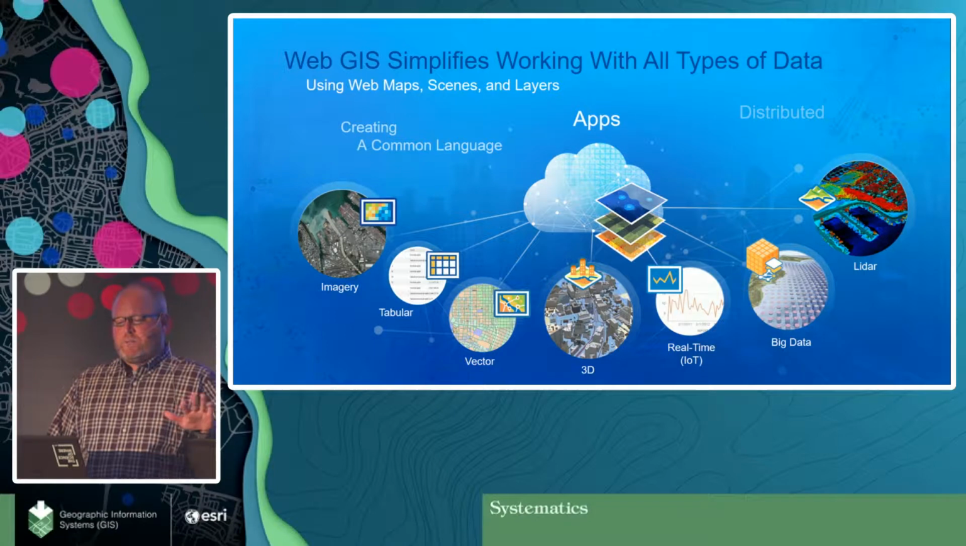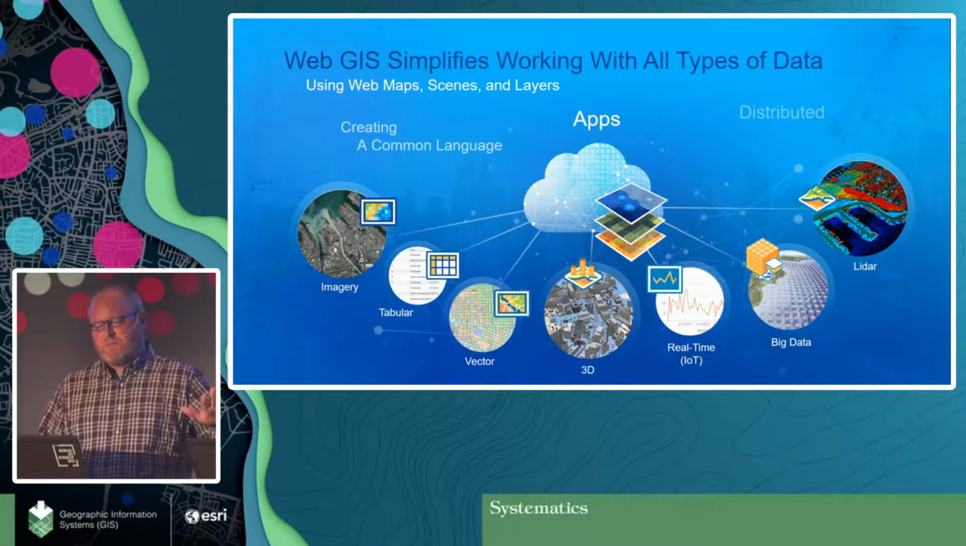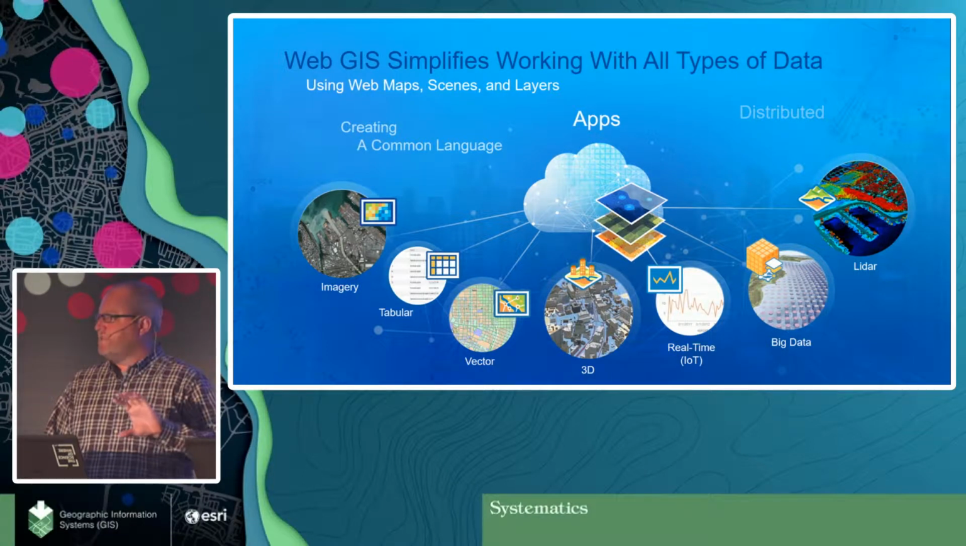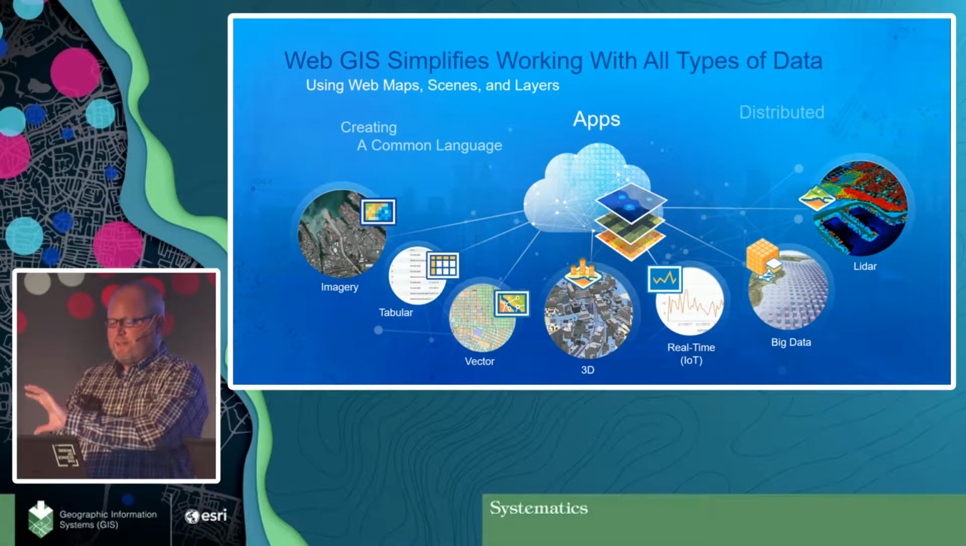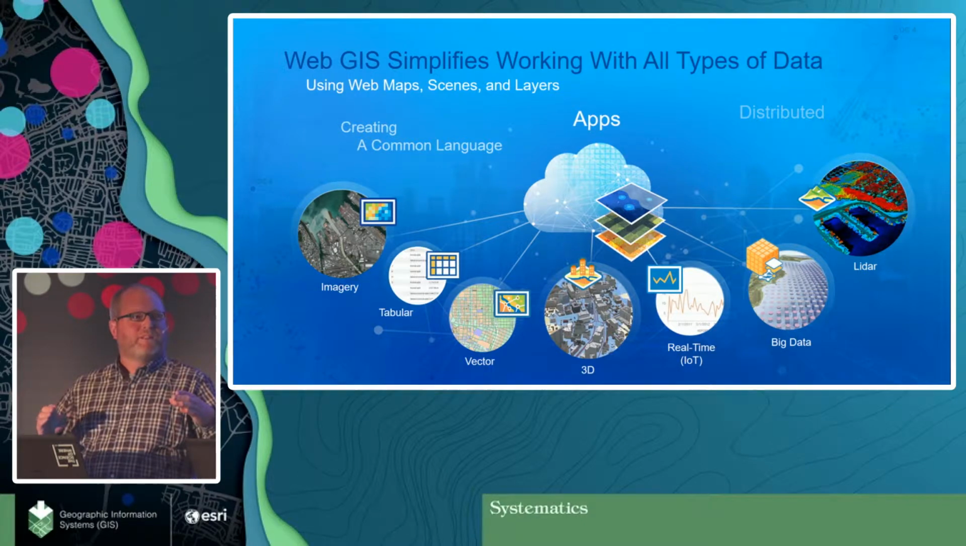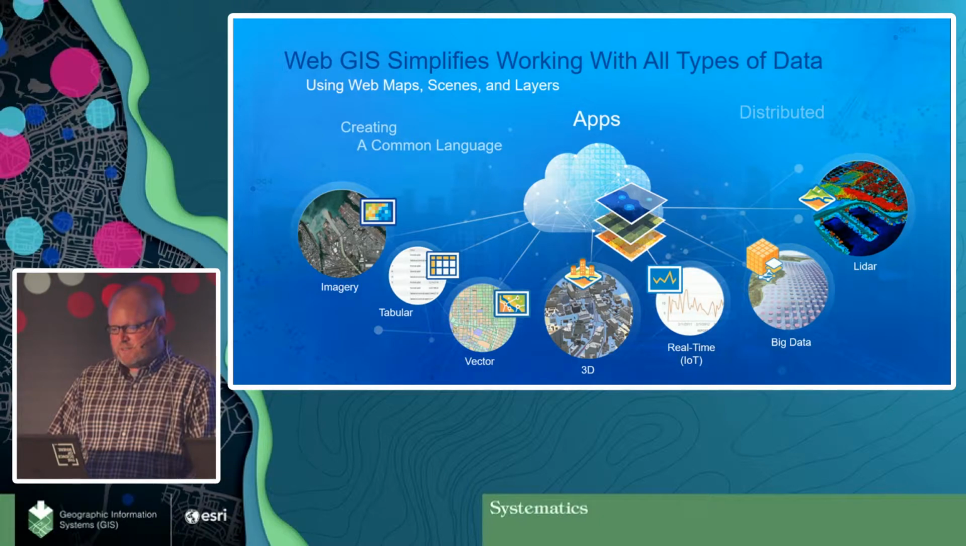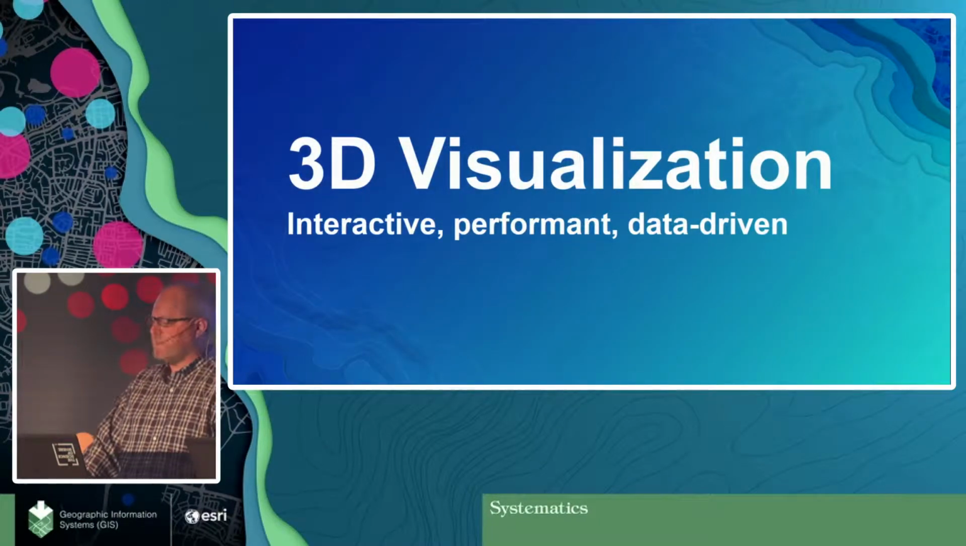WebGIS simplifies working with all types of that data using web maps, scenes, and layers. We can take each of the layers of information, tabular information, big data, LiDAR, bring them together through a common language like a web map or a web scene, and then share that out through applications. So let's look at a few examples.